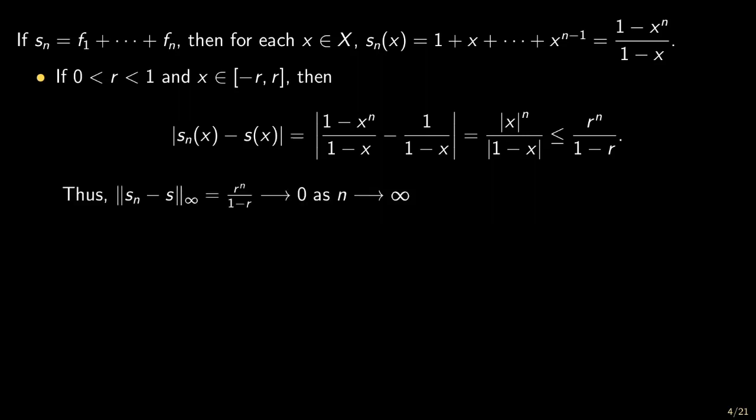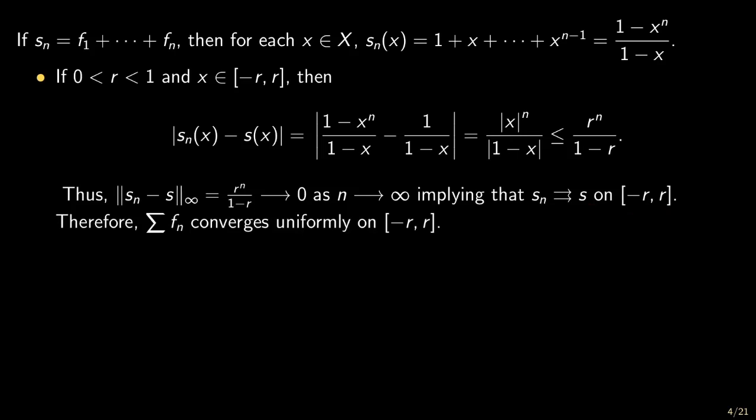Hence, we can say that the infinity norm or the supremum norm of s sub n minus s as a function is r raised to n all over 1 minus r. And as n approaches infinity, we can say that this expression converges to 0. Because this norm is going to 0, from a previous lesson, we can now guarantee that s sub n converges uniformly to s on this interval. Therefore, the infinite series summation f_n must converge uniformly on the interval from minus r to r.